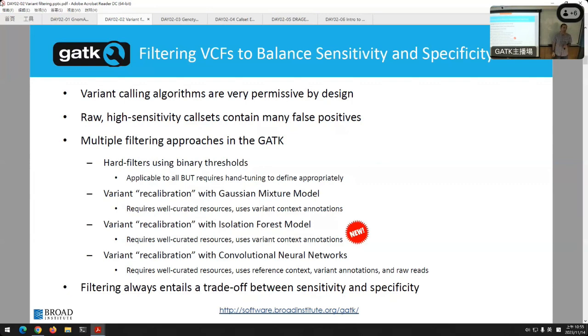And we have something called VQSR. So you heard yesterday from Emma about BQSR. This is VQSR. BQSR was base quality score recalibration. This is variant quality score recalibration. And VQSR is built on a Gaussian mixture model, which I'll show you about. And we said that it was fine, but there were issues with it.